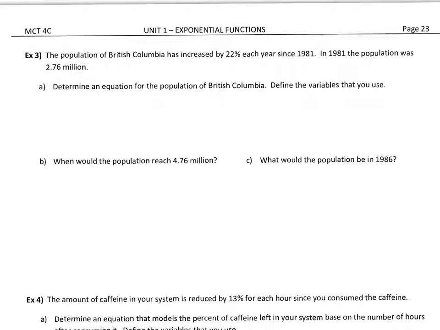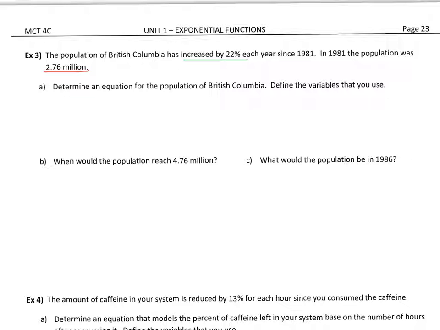Here we are continuing on with lesson 1.9. This is example number 3. The population of BC has increased by 22% each year since 1981. So we're looking at adding 0.22 to 1 for our base value. And we have an initial population of 2.76 million. Determine an equation for the population of British Columbia.